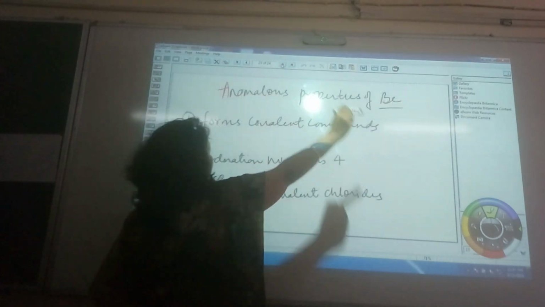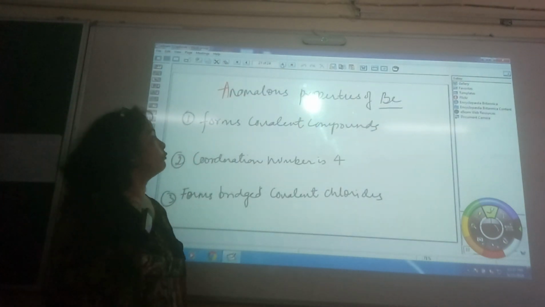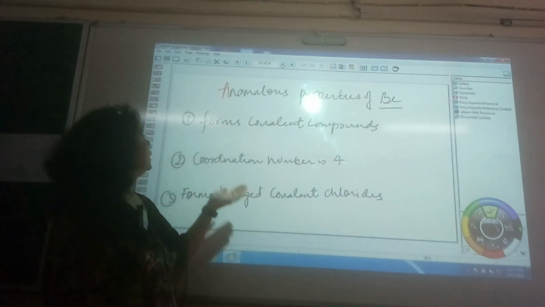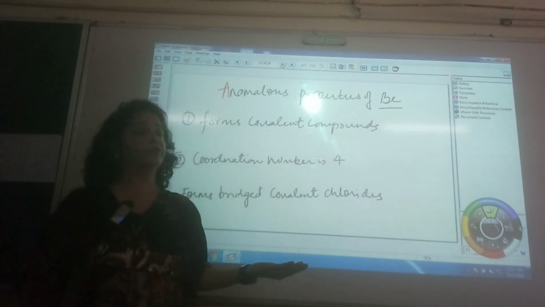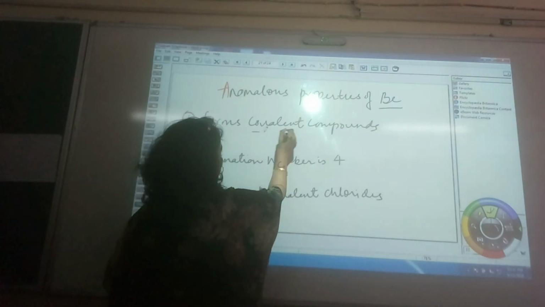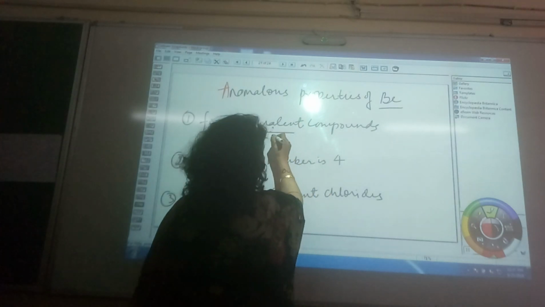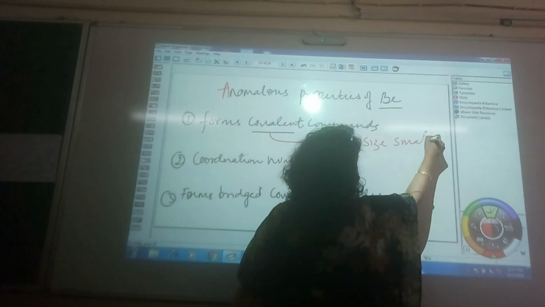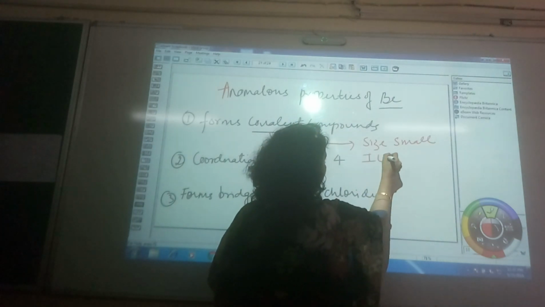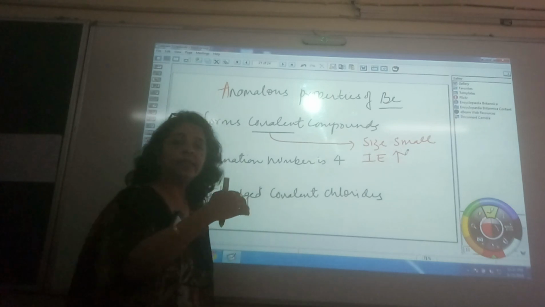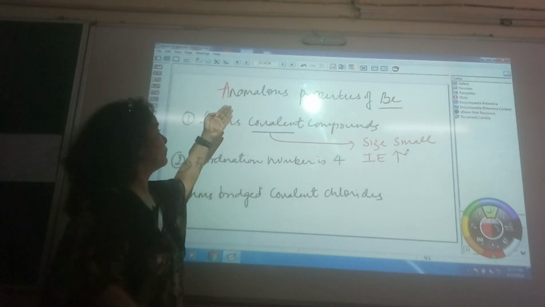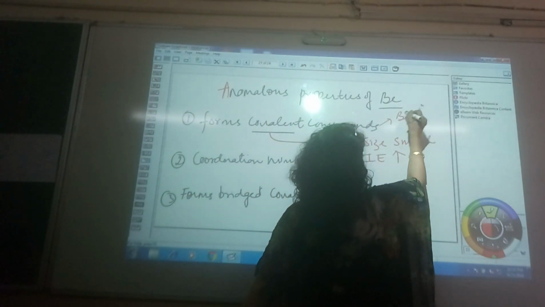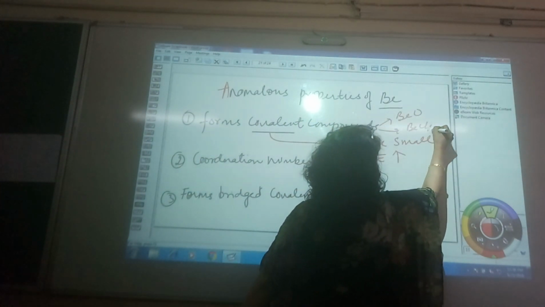Moving ahead. Anomalous properties of beryllium. The first member of all groups is different from the rest. The first property by which beryllium is different from the rest is that it prefers to form covalent compounds. Why does it form covalent compounds? Because the size is small and the ionization energy is high, so it would not easily give away its electrons. So the first member, beryllium, prefers to form covalent compounds of the type beryllium oxide, beryllium chloride, etc.